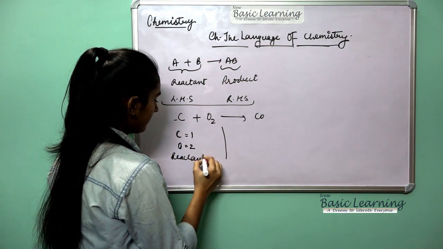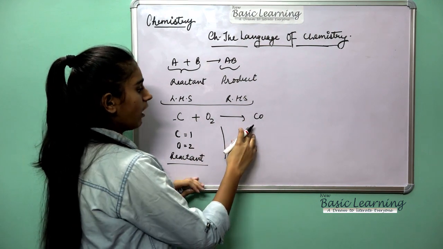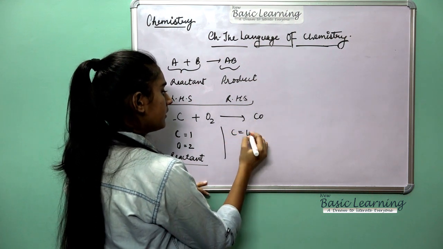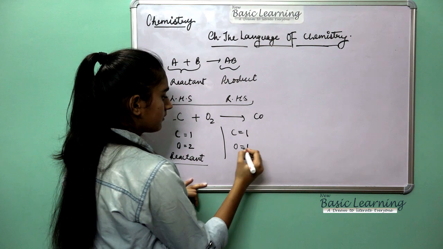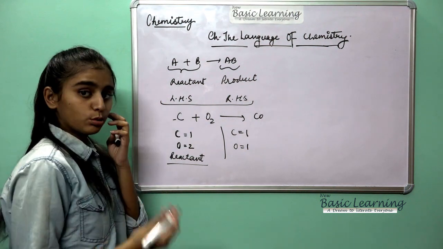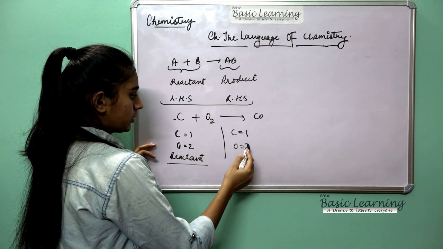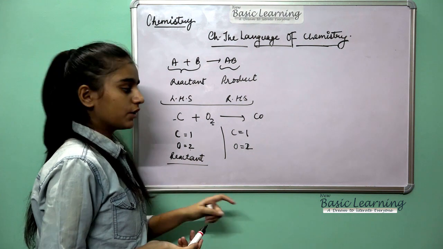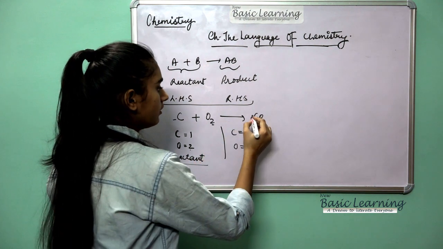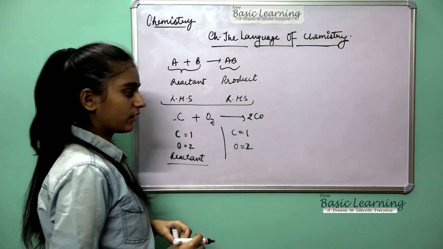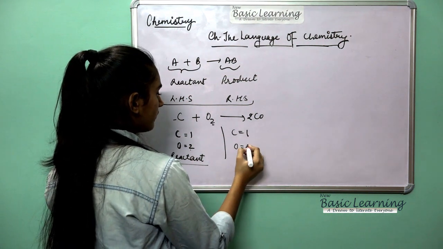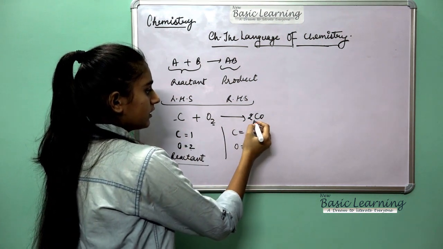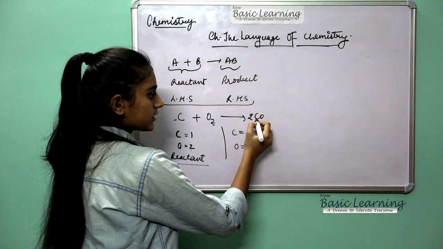This was the reactant side. Now this is the product side. Here the number of moles for C is 1 and O is also 1. So what will we do to make it 2? Here the oxygen was 2 but here it is 1. So we will add 2 here. So C also becomes 2, because 2C, and 2 for O.